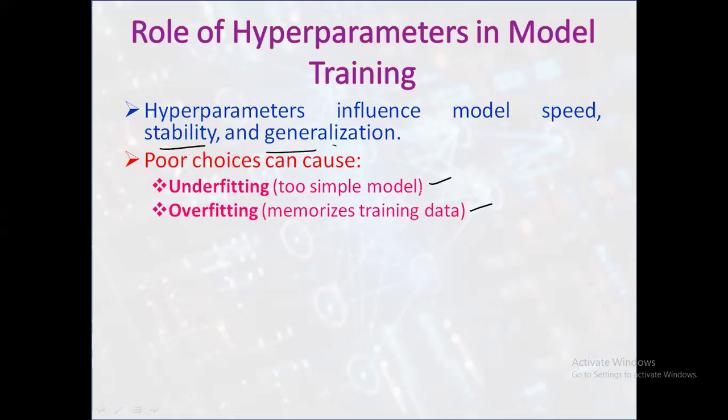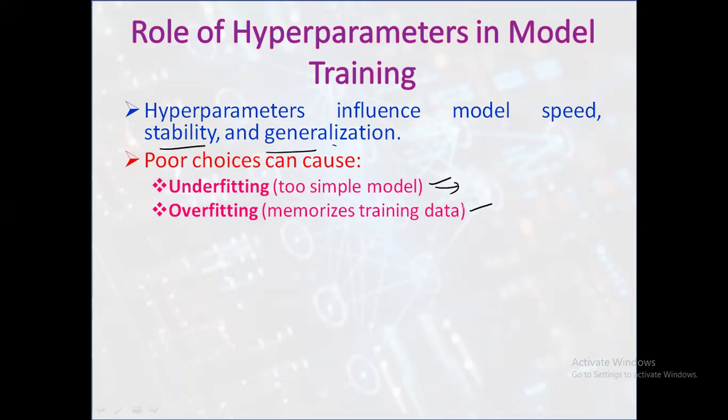Underfitting means what? It is a too simple model. If the model is too simple or if the hyperparameters are too restrictive, like too few layers or too few epochs, what will happen? It may fail to capture important patterns in the data, leading to poor performance on both the training and testing. Next, overfitting means it will memorize the training data, as you all know that.